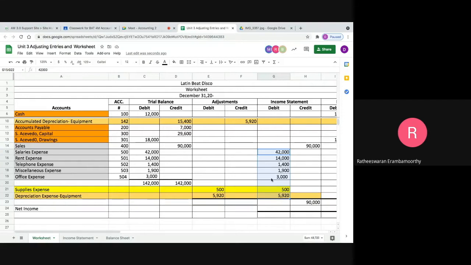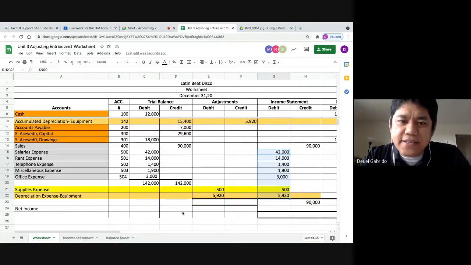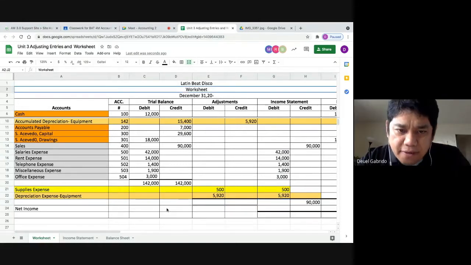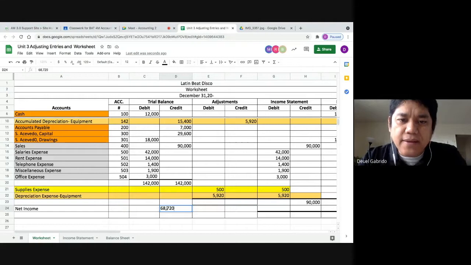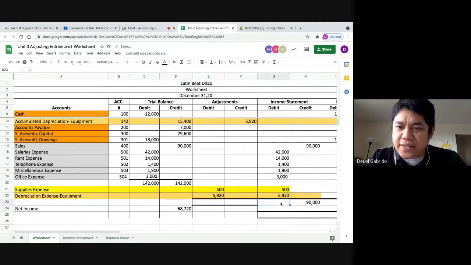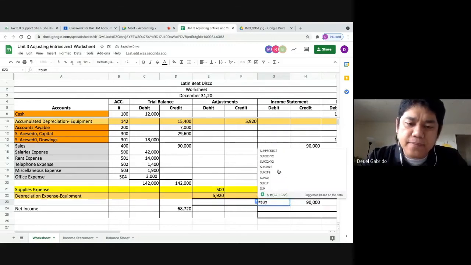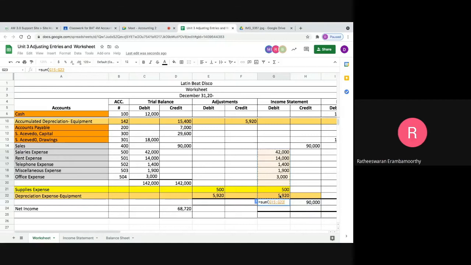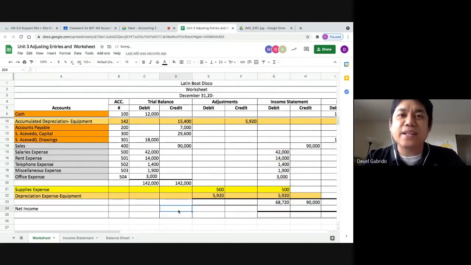68,720 altogether. Okay, I'll put it here. I'll double check. I'll put it here in the proper place. Equals sum. Let me highlight from here to here. Close bracket. Okay, very good. Thank you, Radishwaran. You can close your mic now.